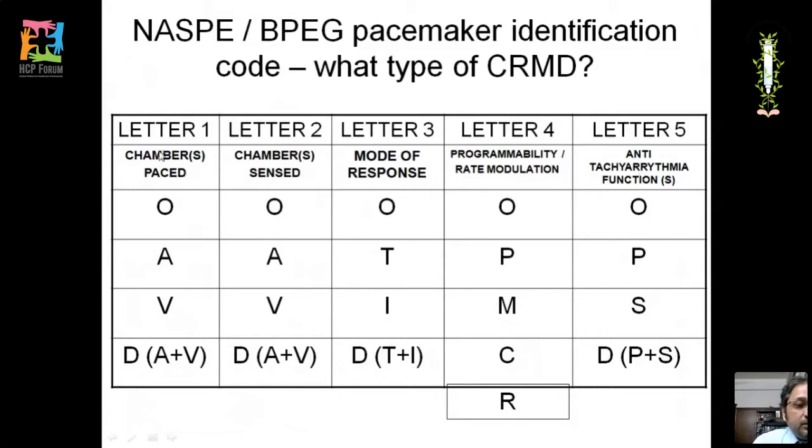Now, the chamber paced can be either none, atria, ventricular, or dual, similar for the sensing. The mode of response can be none, triggered, inhibited, or dual. Programmability can be none, single programmable, multi-programmable, communicating, or rate responsive, either to ventilation or movement. And anti-tachycardia function can be none, pacing, shock, or dual.